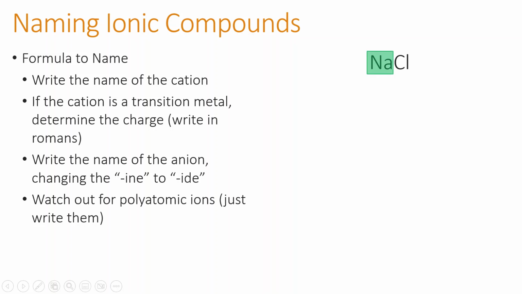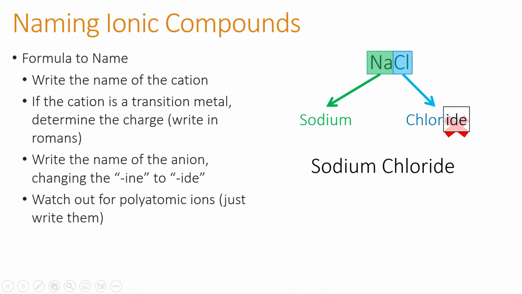So, Na is sodium. And we already know that sodium is always +1 because of where it is on the periodic table. So I don't need a Roman numeral for sodium. Now chlorine, we would change the ending to chloride. So this would just be sodium chloride.